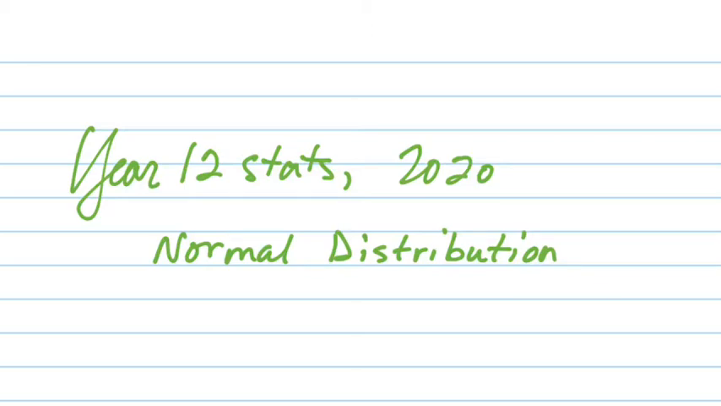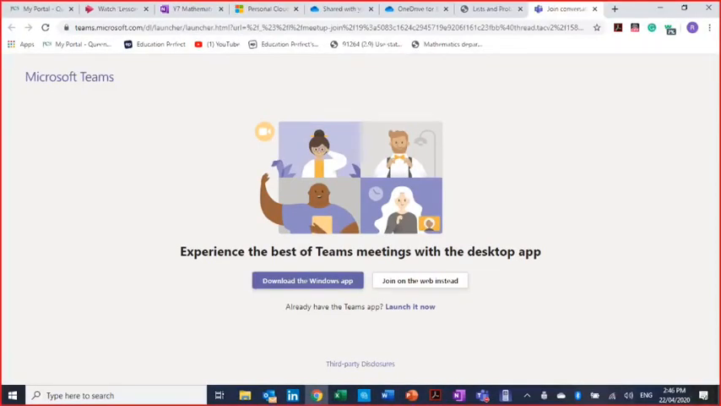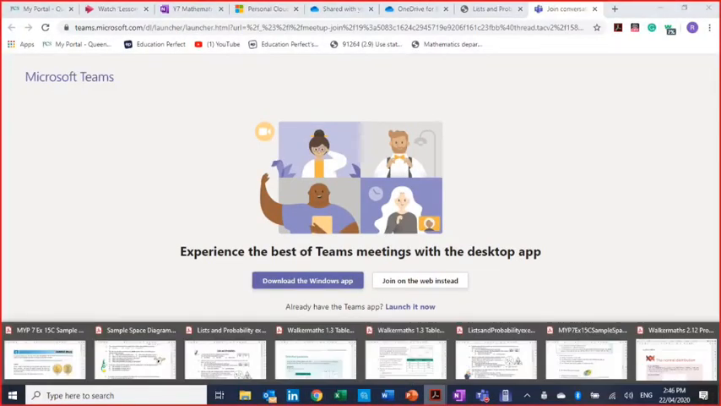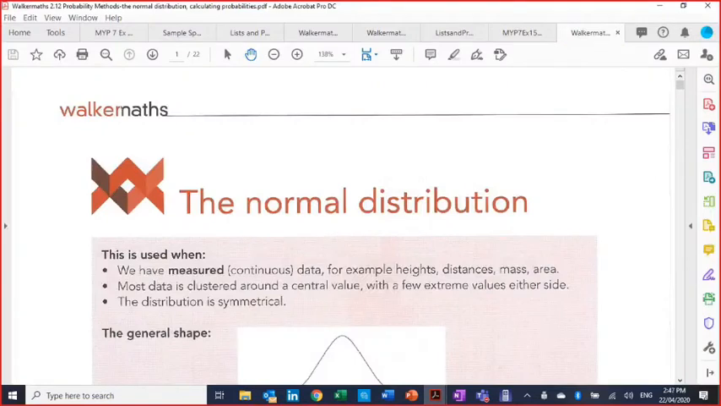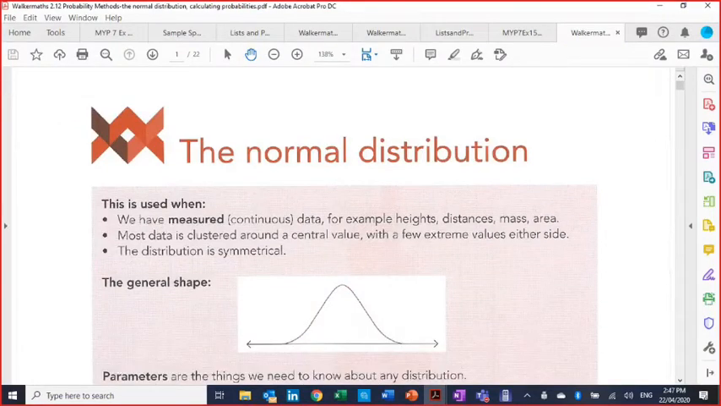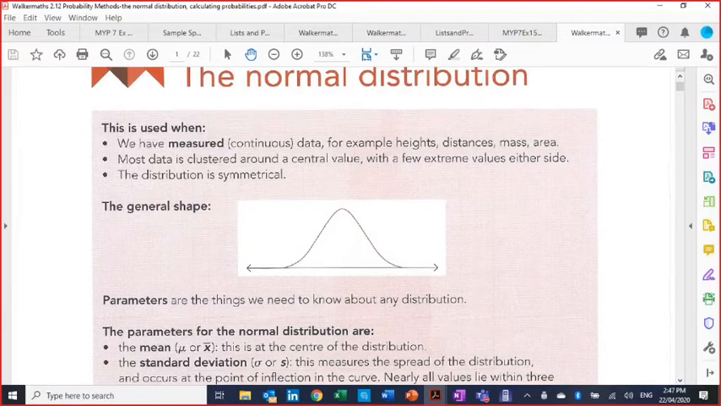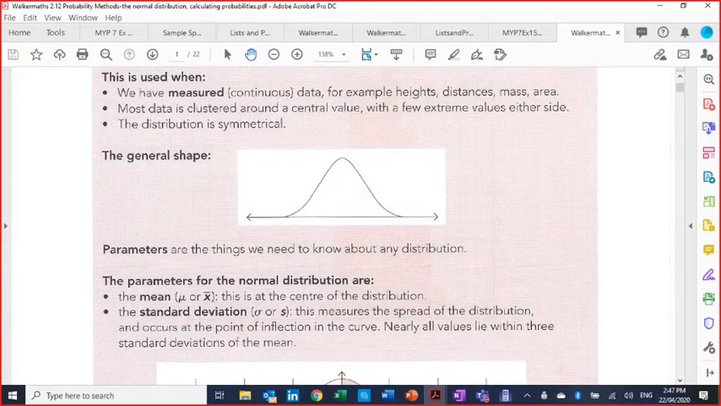And so we're going to take a look at that, and then we're going to look at ways to find or to use the normal distribution. So here's the Walker book talking about the normal distribution. It's used when you have continuous data. In other words, it can't be data that has to be in pieces, things that have to be like halves, etc. And the data is clustered around a central value, and it's always symmetrical.